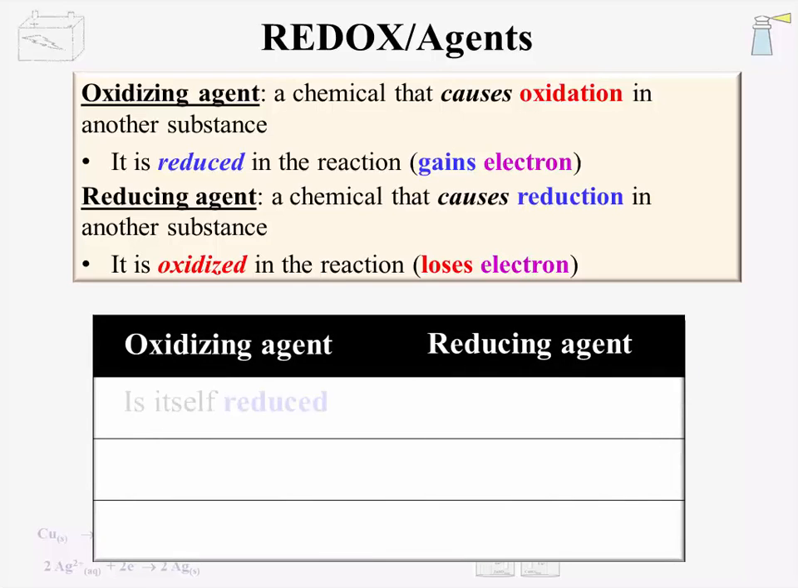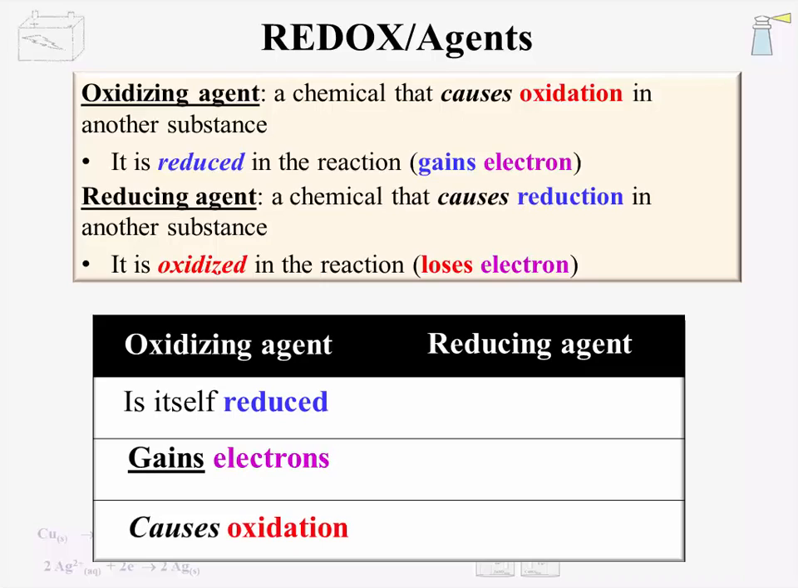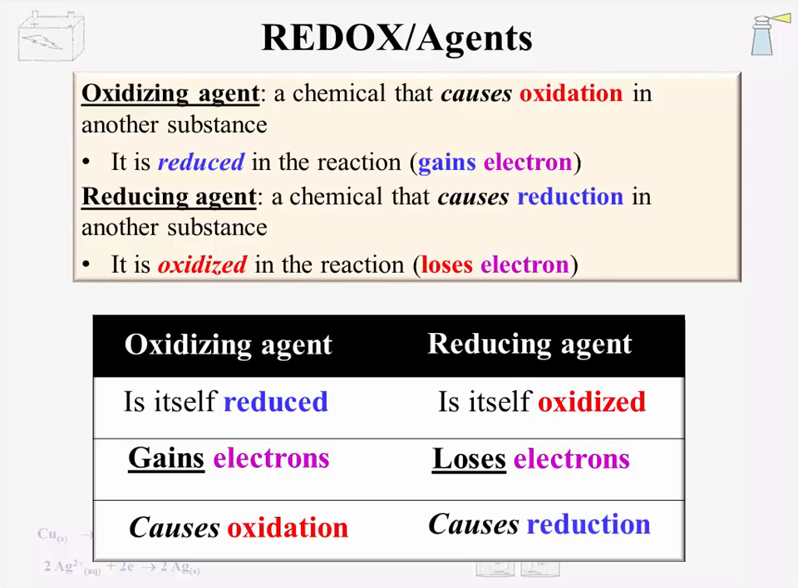An oxidizing agent is itself reduced. That means it gains electrons. It has to get those electrons from some other compound. Therefore, it causes oxidation in the other compound. On the other hand, a reducing agent is itself oxidized. It loses electrons. Those electrons have to go somewhere. They end up being taken in by another compound. Reducing agents cause reduction to that other compound.